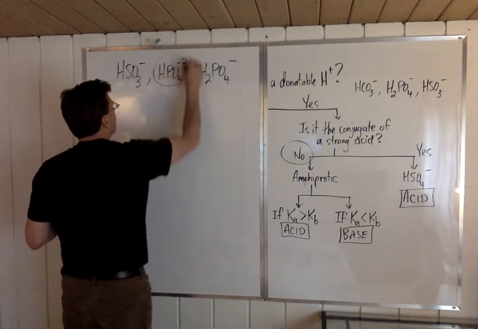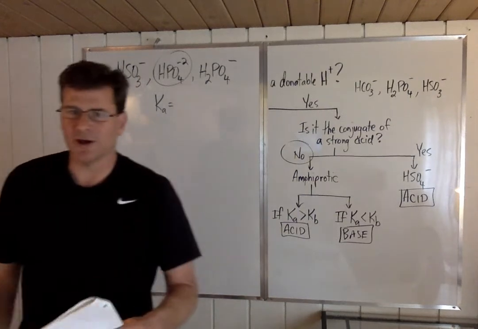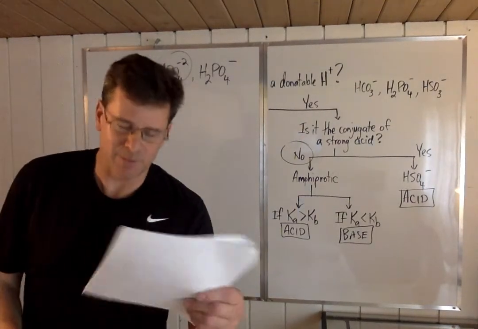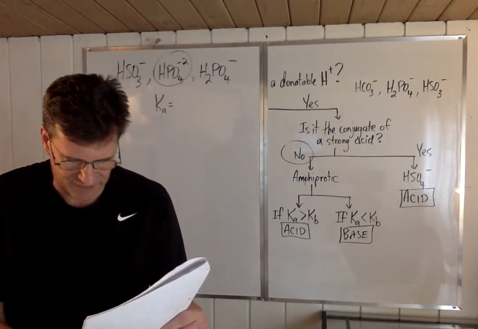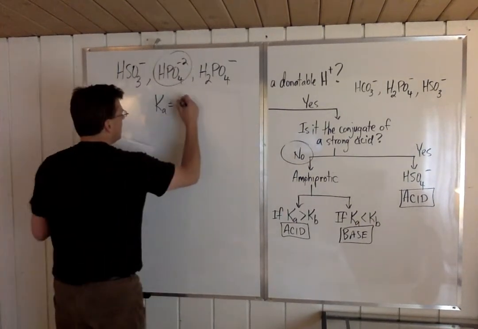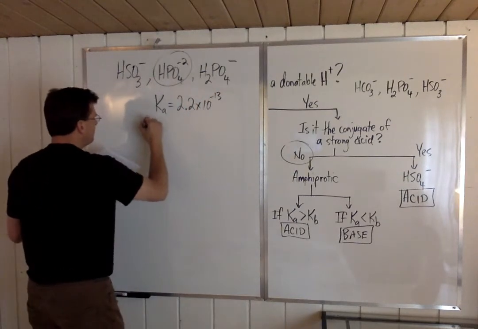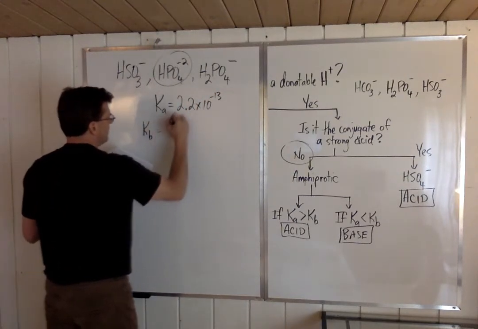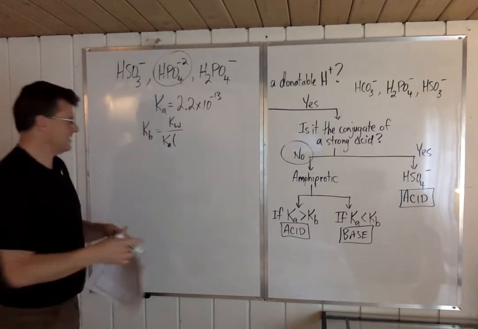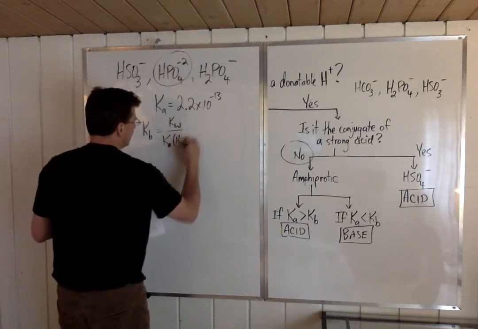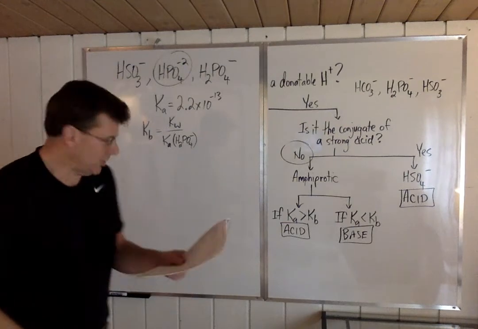Let's go with this guy. So monohydrogen phosphate. Let's go with monohydrogen phosphate. The other guy wasn't, the Ka was going to be bigger than the Kb again. So this guy, monohydrogen phosphate, has a Ka of 2.2 times 10 to the negative 13. Its Kb is going to equal Kw divided by the Ka of its conjugate. So put an H back on, and that's H2PO4 negative, which I read off the table.